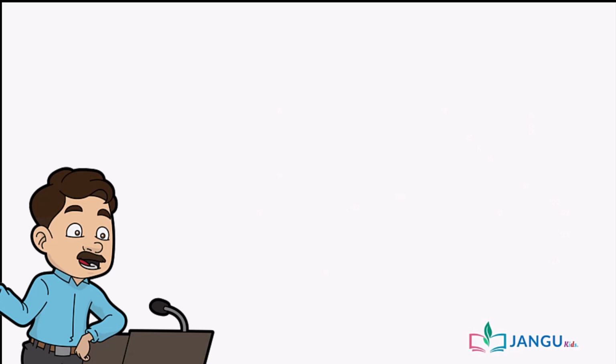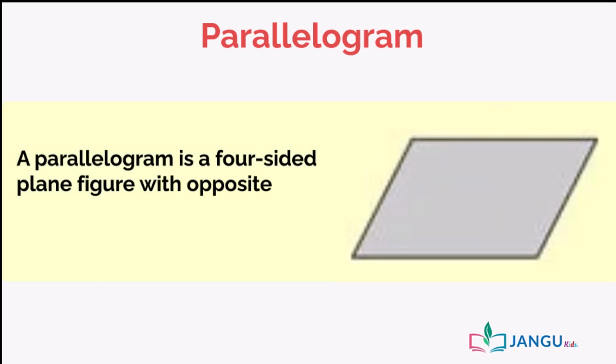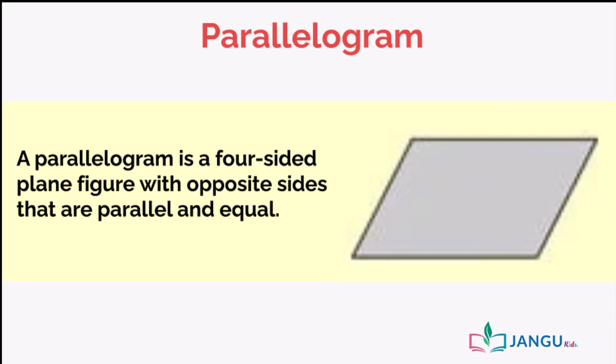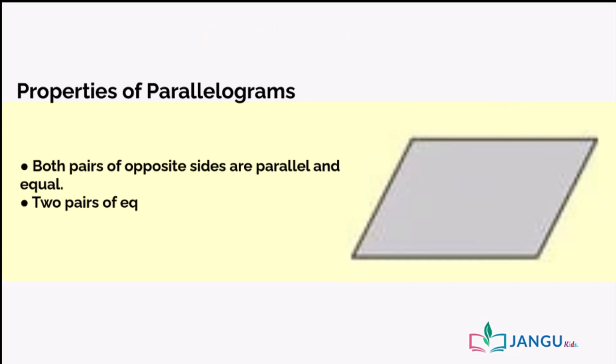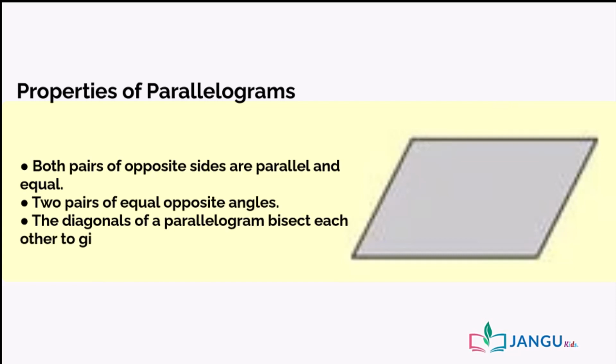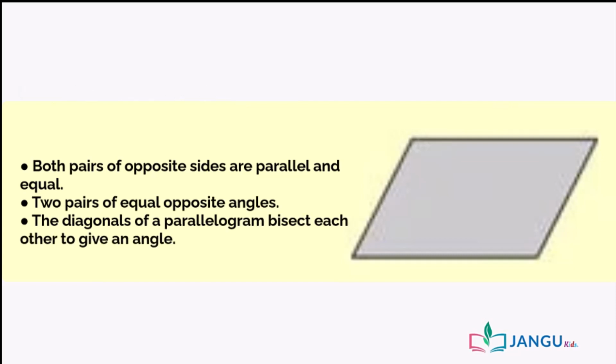A common kind of quadrilateral you will see is a parallelogram. A parallelogram is a four-sided plane figure with opposite sides that are parallel and equal. Now, to easily identify parallelograms, there are certain properties to look out for, and they include both pairs of opposite sides are parallel and equal, two pairs of equal opposite angles, and the diagonals of a parallelogram bisect each other to give an angle. This shape is a parallelogram because it has opposite sides that are parallel and equal in length, two pairs of equal opposite angles, and its diagonals bisect each other.